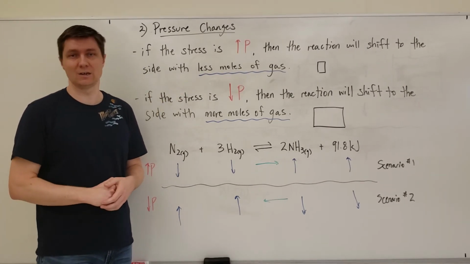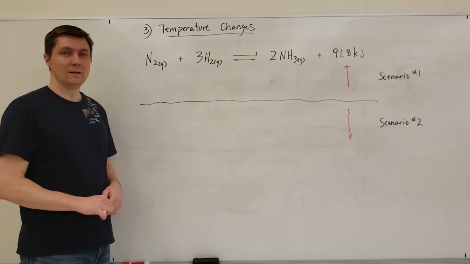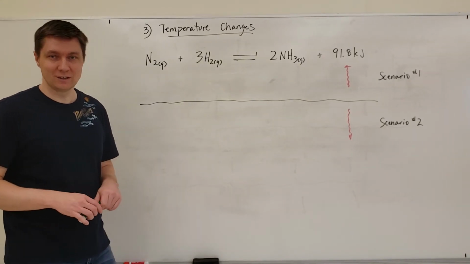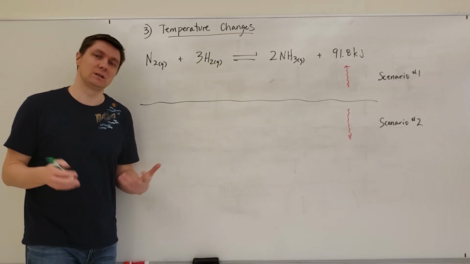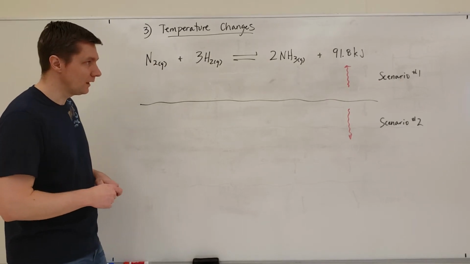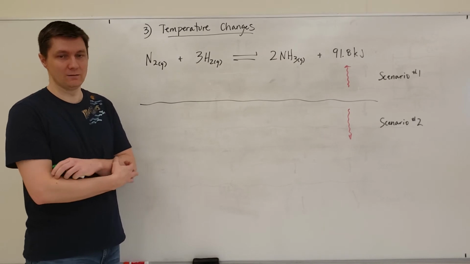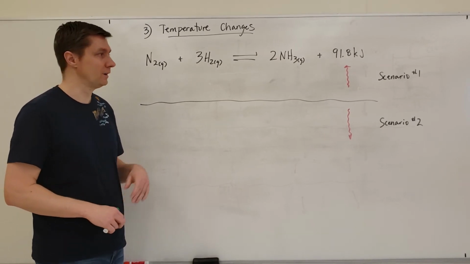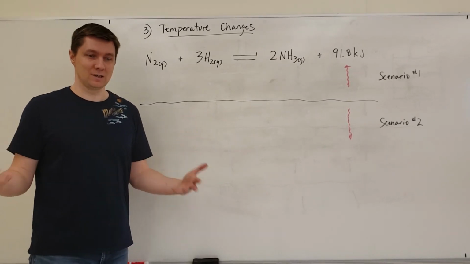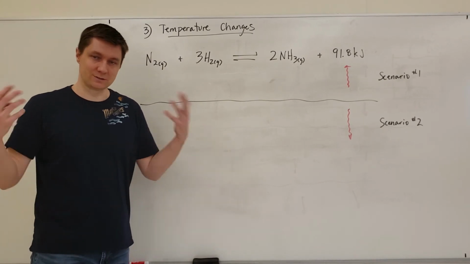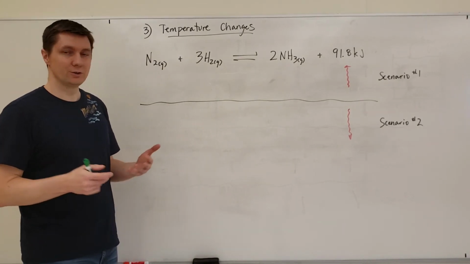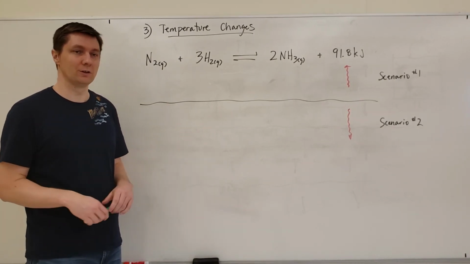Last up is temperature changes, so be right back. Okay, so temperature changes is the last type of stress that we can place on an equilibrium system. We'll just take a look at these 2 quick scenarios, and then we'll jump into a quick little summary. Essentially, temperature can either be increased or decreased, just like pressure. So there's really only 2 scenarios that you can look at.